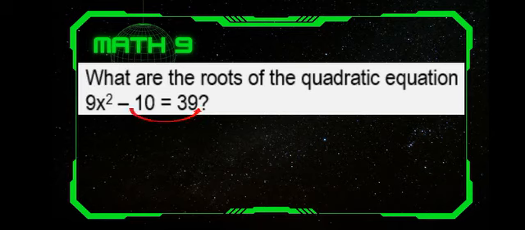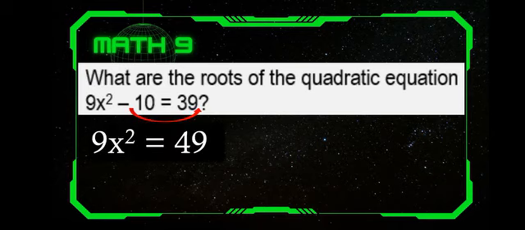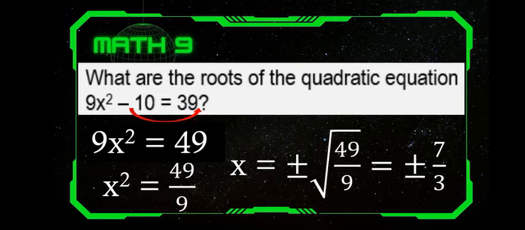So first, transpose negative 10. The equation becomes 9x squared is equal to 49. Divide by 9 to get 49 over 9. Get the square root. We have positive negative square root of 49 over 9, or that is positive negative 7/3. These are the roots of your quadratic equation.